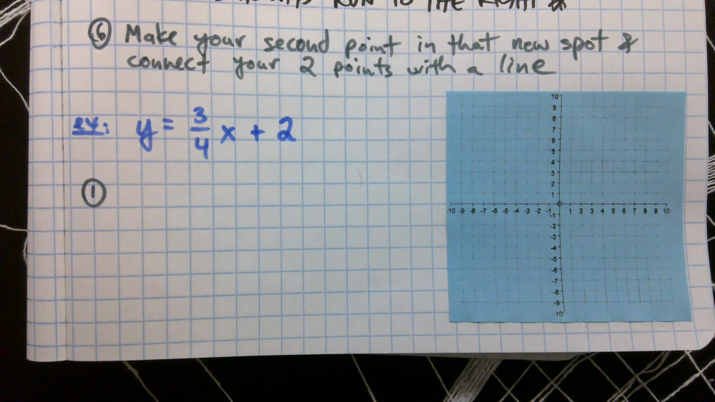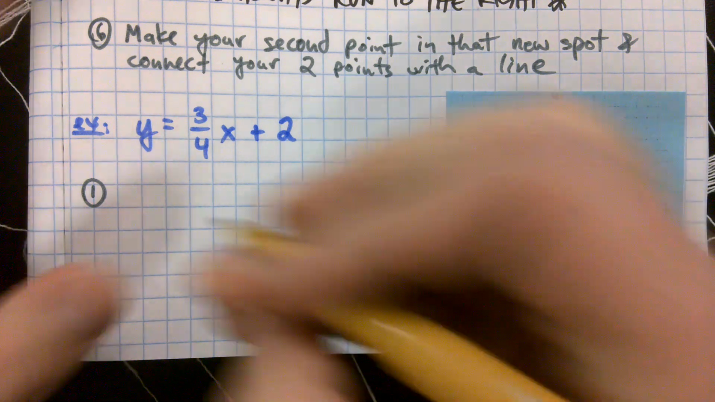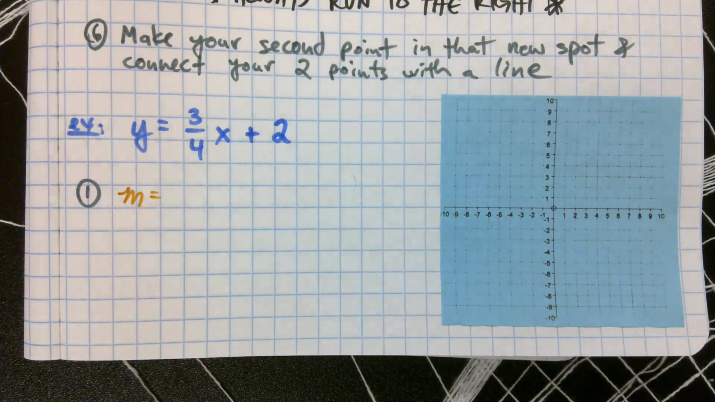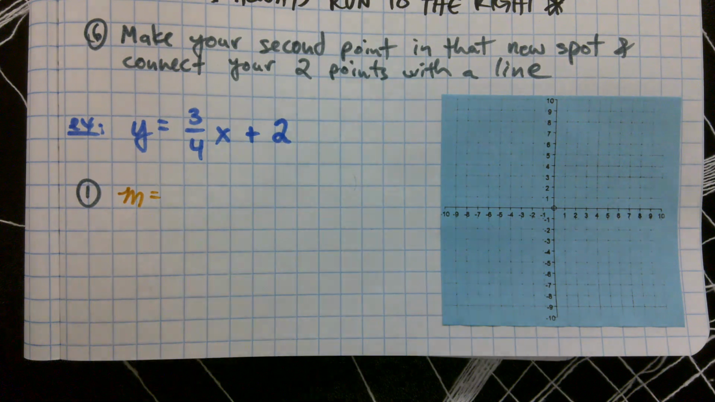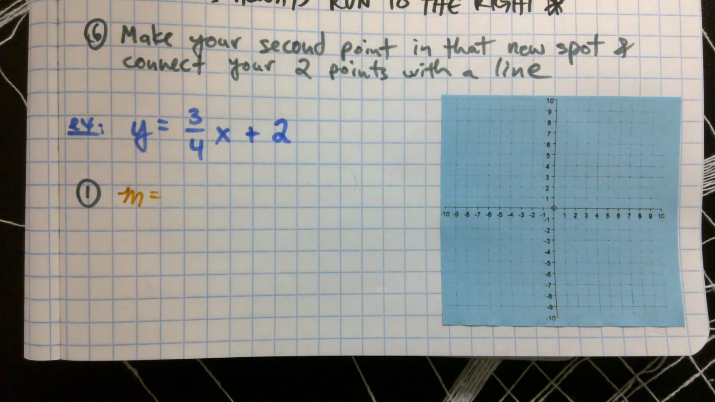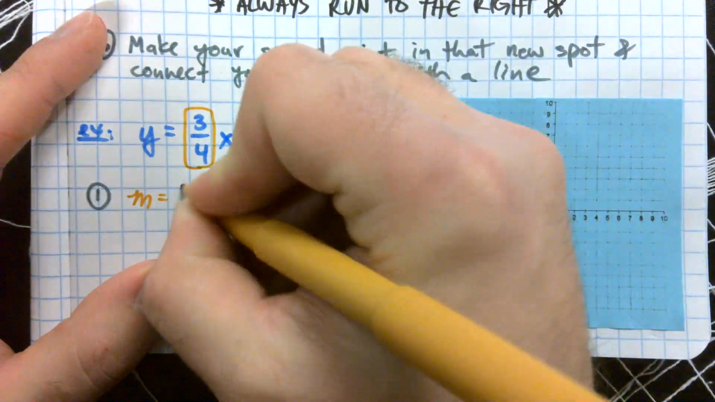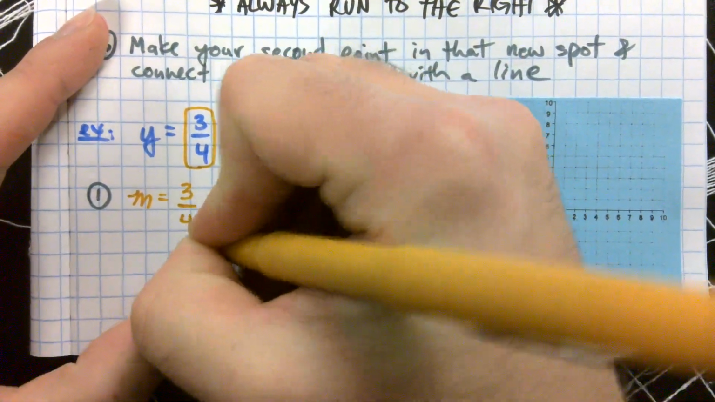What's my first step going to be here in this process? Anyone want to volunteer to read out what my step 1 is? Yeah, Darius, go for it. Identify M and B. So in this linear equation, y is equal to 3/4 x plus 2. What is my M, or what is my slope in this equation? 3 over 4. Not just 3. 3 over 4.